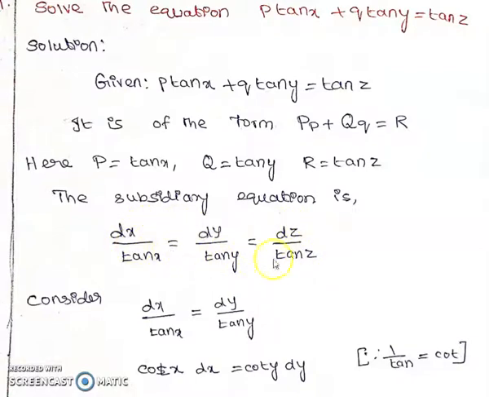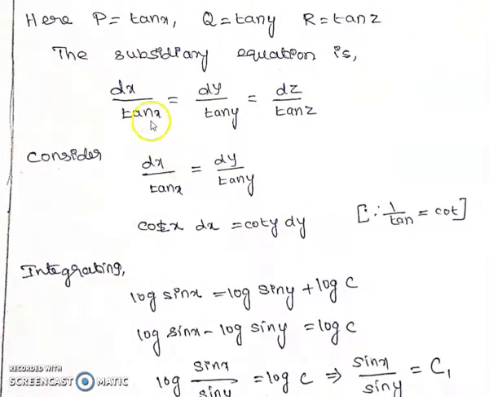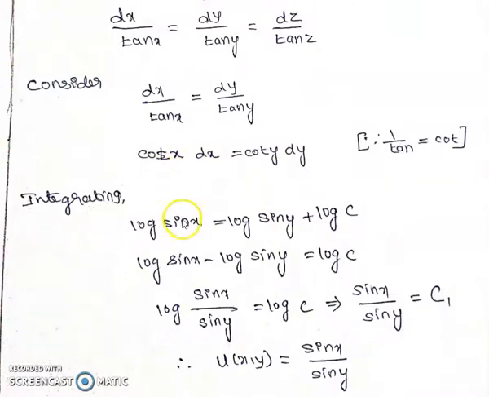Now from these three terms, we can consider any two terms, that is, you can combine either the first and second or the first and third. So now I consider the first and second terms, dx/tan x = dy/tan y. Now we can write 1/tan x as cot x, and 1/tan y as cot y. Then we integrate on both sides. The integration of cot x is log sin x, then the integration of cot y is log sin y, plus the integration constant, which we write as log c.